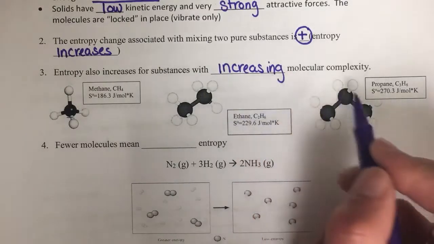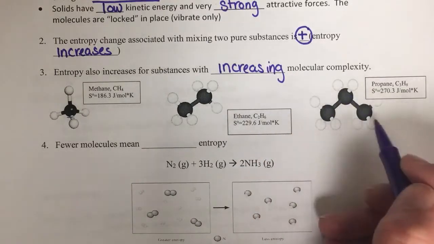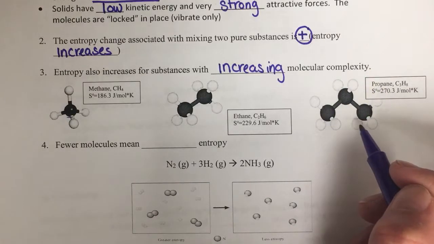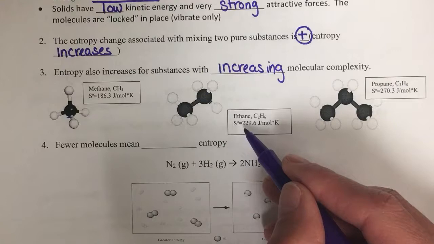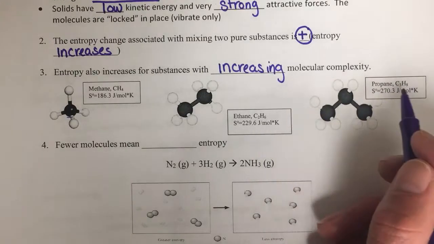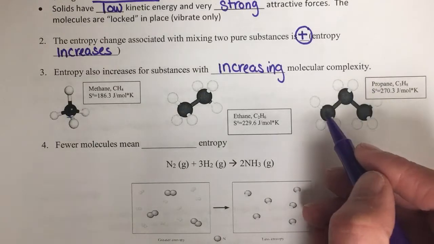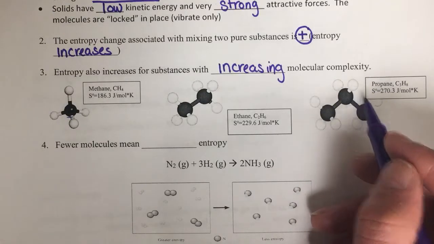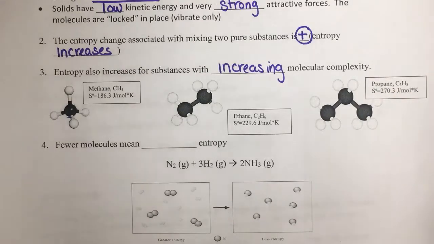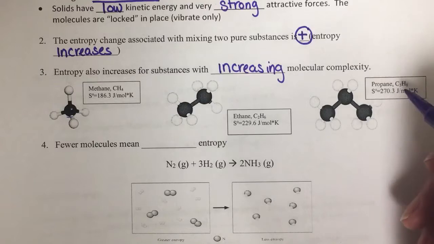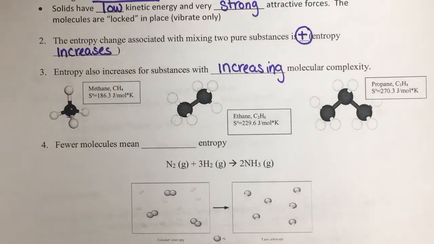If I move up to propane, now I've got 3 carbons. I've got 8 hydrogens, even more complex. I go from 229 to 270. Not quite as big a jump, but it's still a pretty big jump. More protons, more neutrons, more electrons, and these atoms are going to be able to vibrate in place. They're going to be able to shift around my central atom. I've got more possibilities for shapes, more randomness.